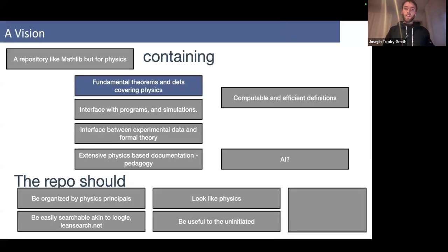So let me talk about how HepLean satisfies certain conditions that I put on this vision. In particular, let me talk about the fundamental theorems and definitions that it contains, which cover physics. I'm not really going to go into much detail into a lot of the other things. There are other people that are much more interested in the interface with programs and simulations and sciences than myself, but they're all scope for future work.